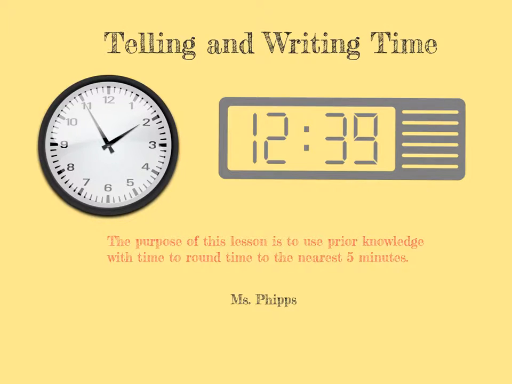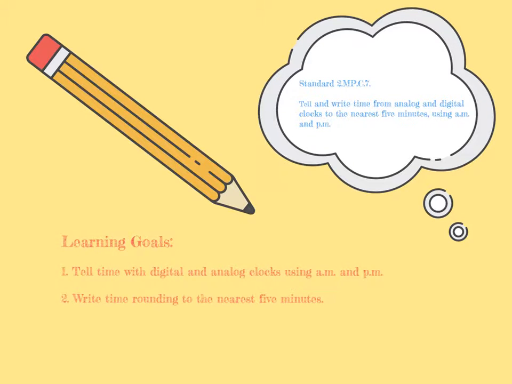The purpose of this lesson is to use prior knowledge with time to round time to the nearest 5 minutes. We have two main learning goals today. Our first goal is to tell time with digital and analog clocks using AM and PM. Our second goal is to write time rounding to the nearest 5 minutes.